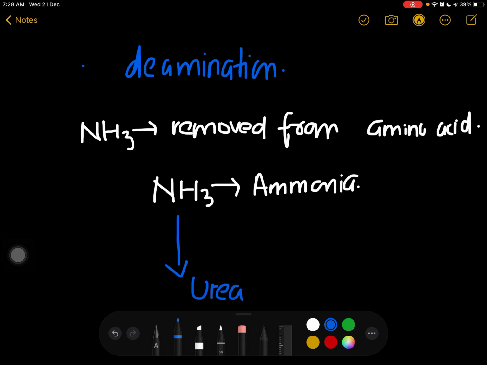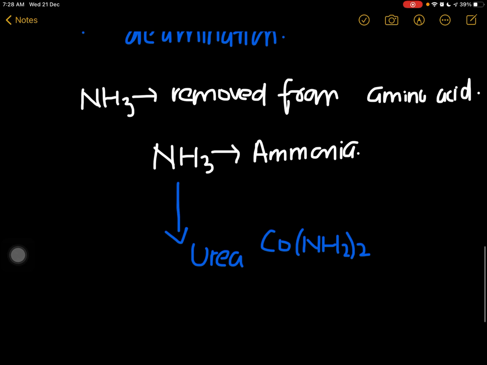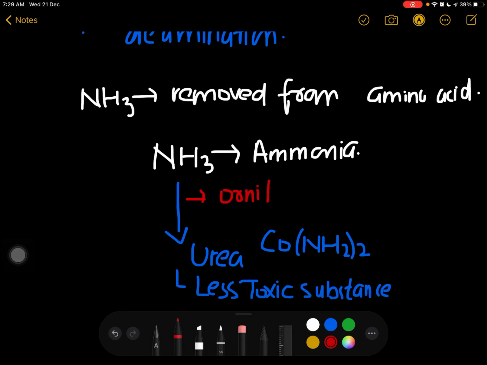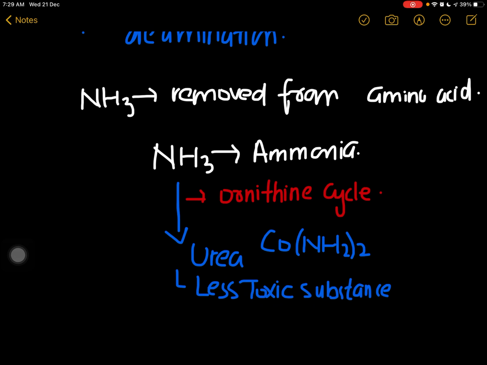The formula of urea is CO(NH2)2. So it will be converted into urea, which is a less toxic substance, and the conversion of ammonia into urea is performed by a process known as the ornithine cycle. So the ammonia is converted into urea.